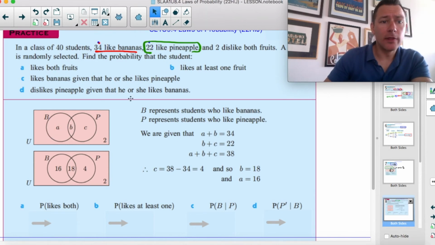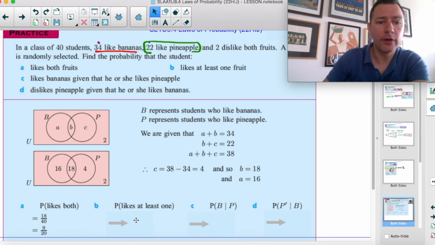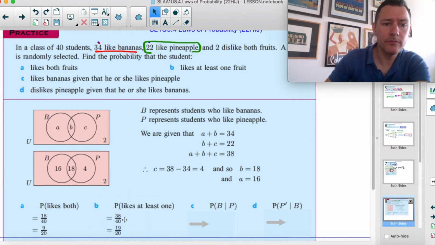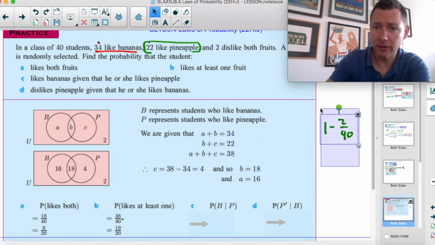All right, so the probability that they like both fruits, not a big deal. It's 18 out of the total, right? 18 out of the 40. Probability that they like at least one fruit, it's these 3 out of the total. So 34 out of 40, not 2. You can also say 1 minus 2 over 40, which is 38 over 40. That's fine too. And now we get to the conditional, the moment we've all been waiting for.